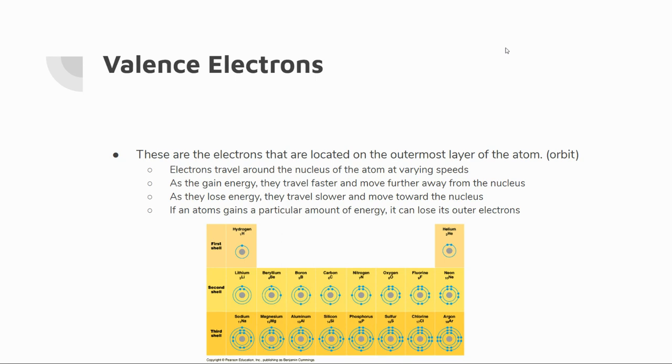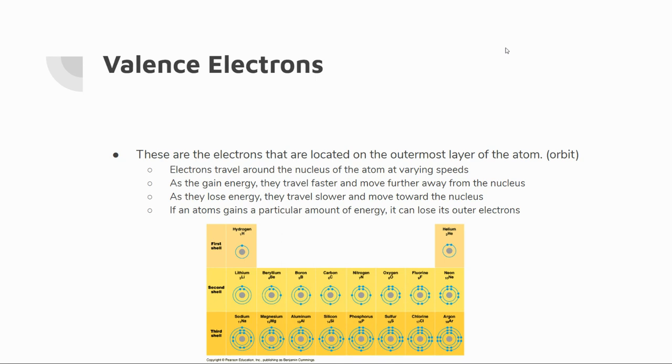So valence electrons, another vocab term. These are electrons that are located on the outermost layer of the atom or the outermost orbit. Electrons travel around the nucleus at varying speeds. As the atom gains energy, the electrons will travel faster and can move further away from the nucleus. As atoms lose energy, the electrons may travel slower and move towards the nucleus. If an atom gains a particular amount of energy, it can lose its outer electrons.